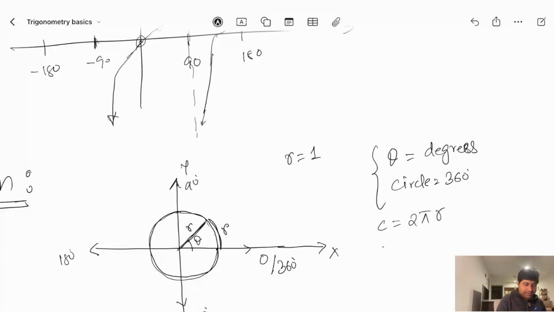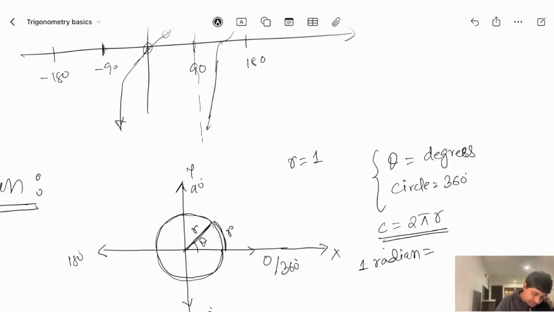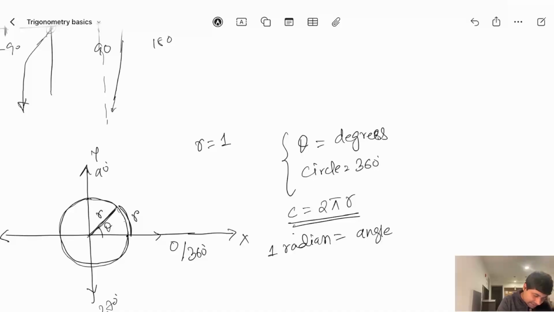So if I think of a radian, it is nothing but the angle where the arc length is the same as the radius. This is the overall arc, right? So 1 radian is nothing but the angle created by an arc whose length is r. r is nothing but your radius.